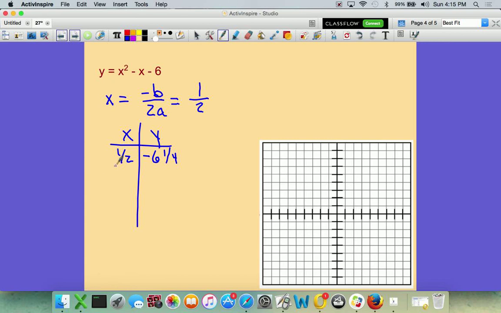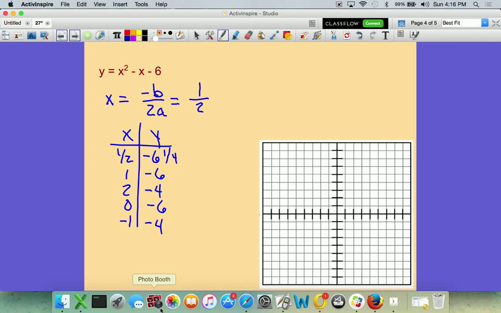From there, 2 whole numbers above, so 1 and 2, and 2 whole numbers below, which is 0 and -1. Then we throw those in. 1 minus 1 is 0, minus 6 is -6. For 2, 4 minus 2 is 2, minus 6 would be negative 4. For 0, that would be 0 minus 6. And negative 1 is 1 plus 1 is 2 minus 6 is negative 4.